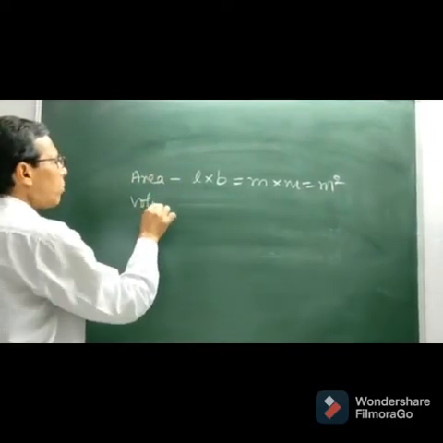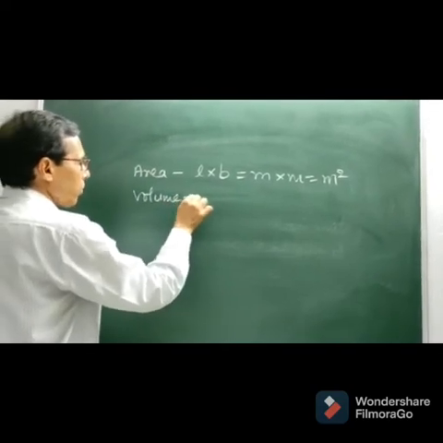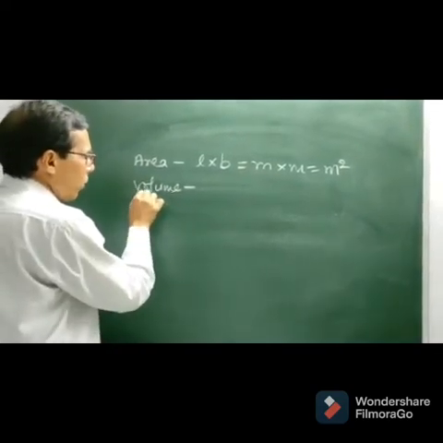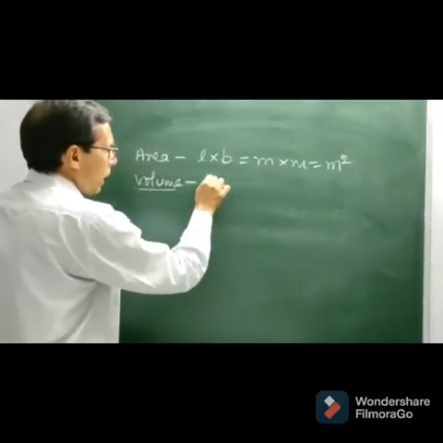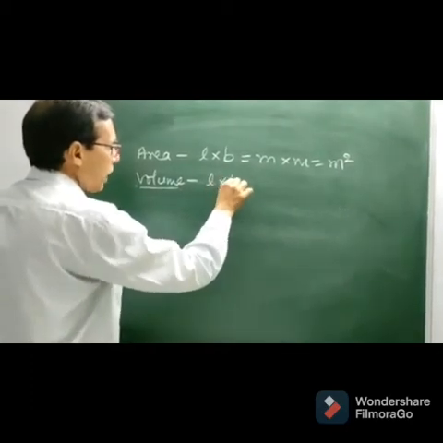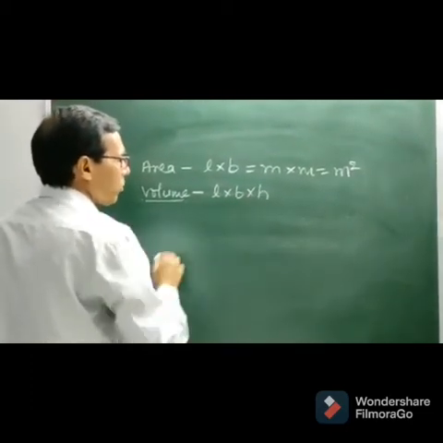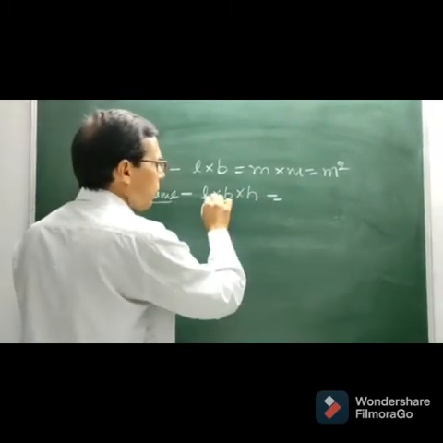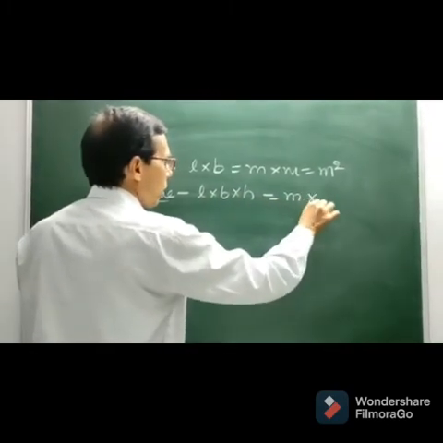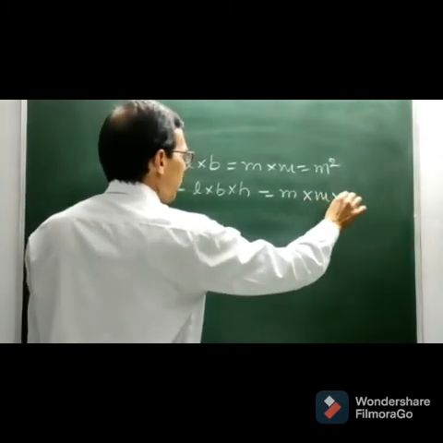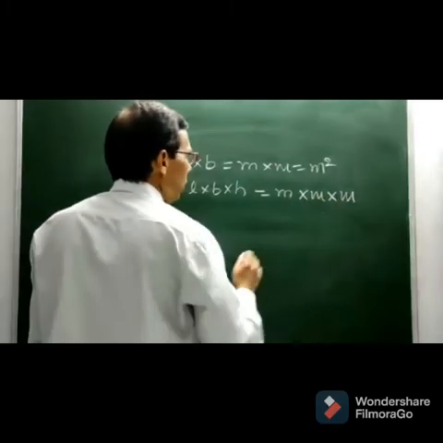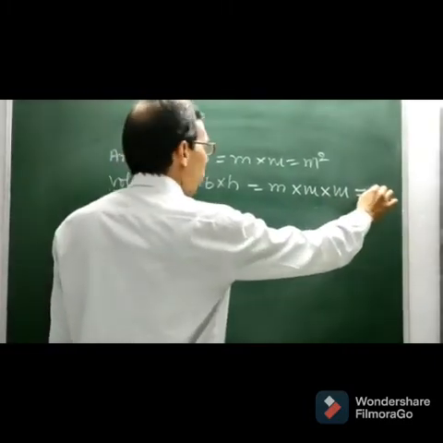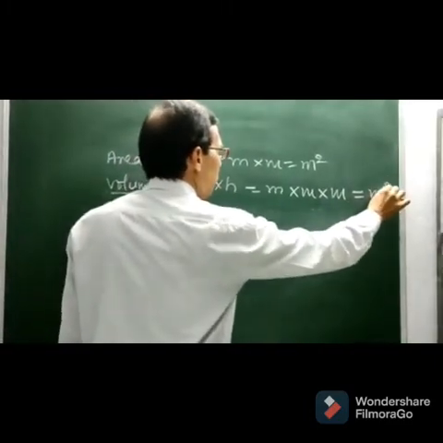Now volume, the formula of volume is length into breadth into height. So here length is measured in meter, breadth is also measured in meter, height is meter. So unit of volume is meter cube.